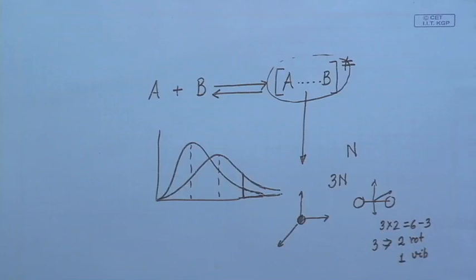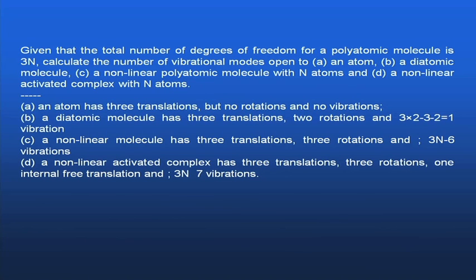Now, the question is: calculate the number of vibrational modes open to A, an atom, B, for a diatomic molecule as I explained to you, C, for a nonlinear polyatomic molecule with n atoms, and D, a nonlinear activated complex with n atoms. So, how to look into that?